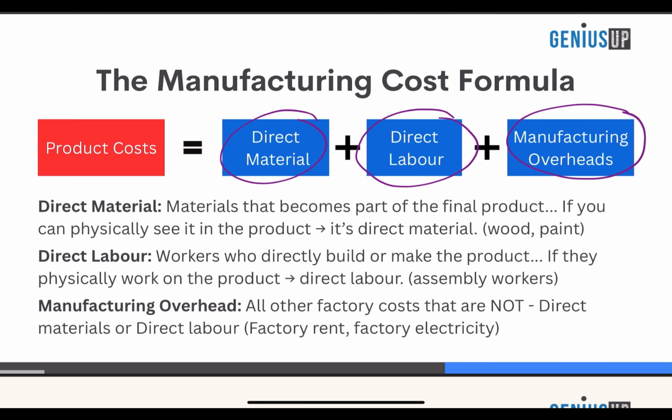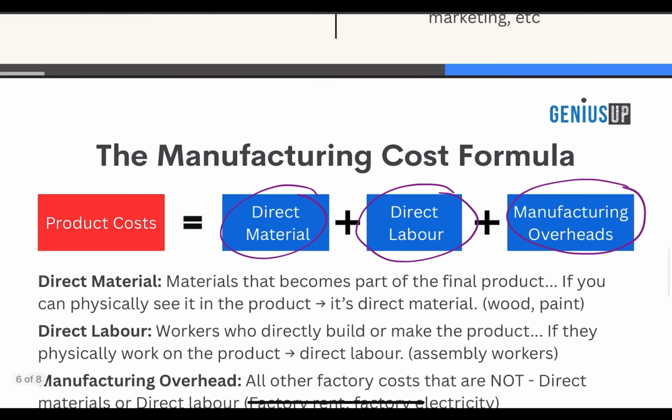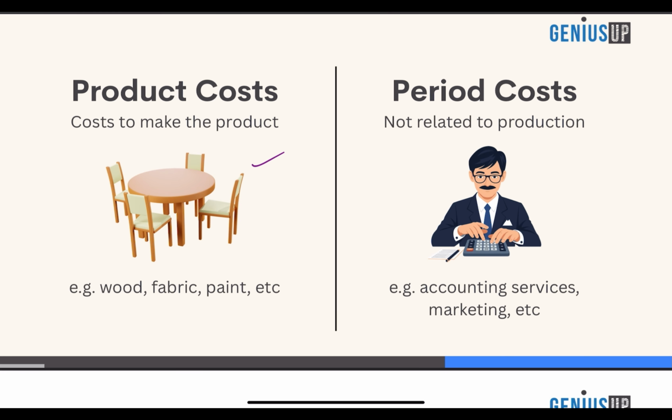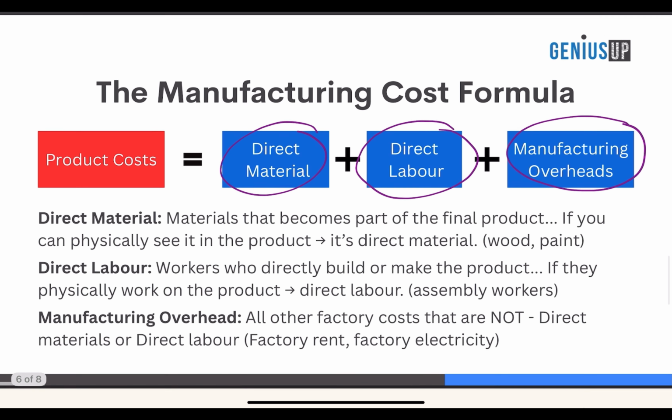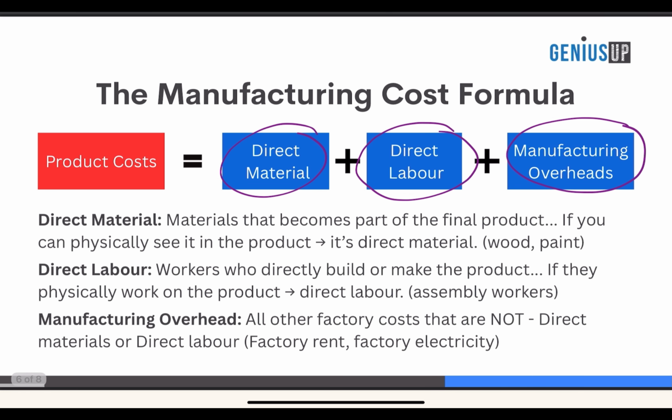Direct materials are usually materials that become part of the final product. The nice way to think about it is if you can physically see it in the product, it's direct material. Let's go back to our example of a company that produces furniture. Like the wood, we can directly see it in the furniture, therefore that's direct material. The paint, let's say we paint the table, we can directly see it in the product, therefore that's direct material. So that's the key. Direct materials are those materials that become part of the final product. We can directly see it, and we can trace it back to the product.